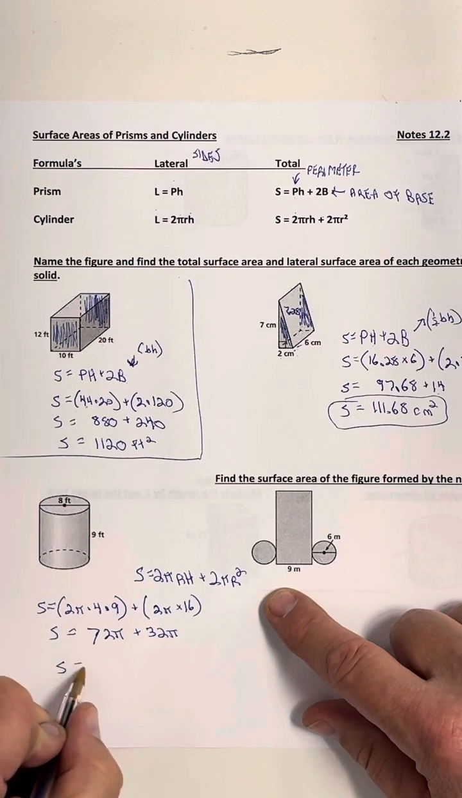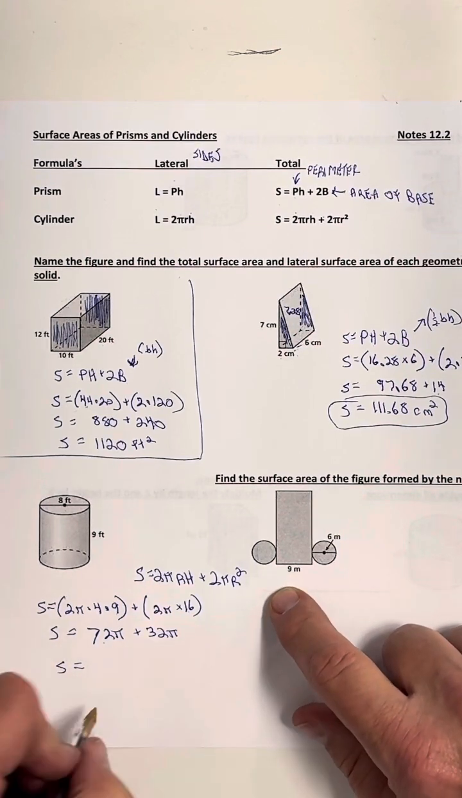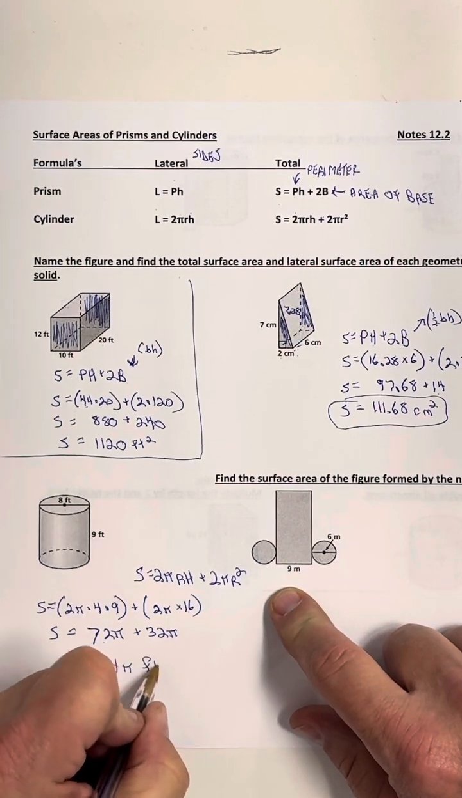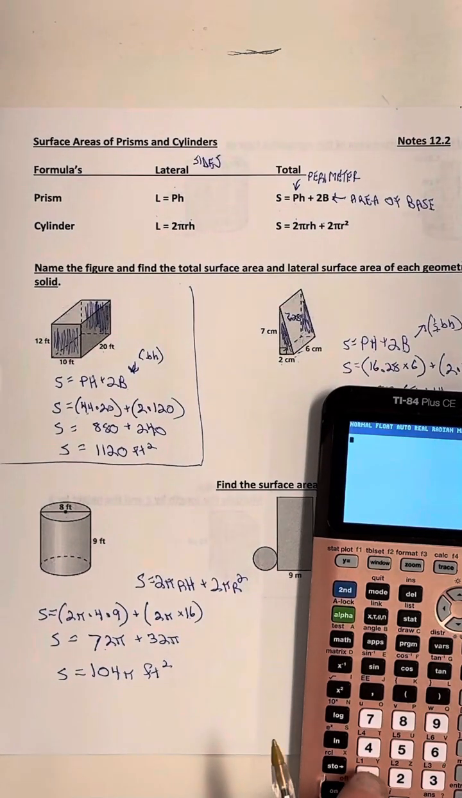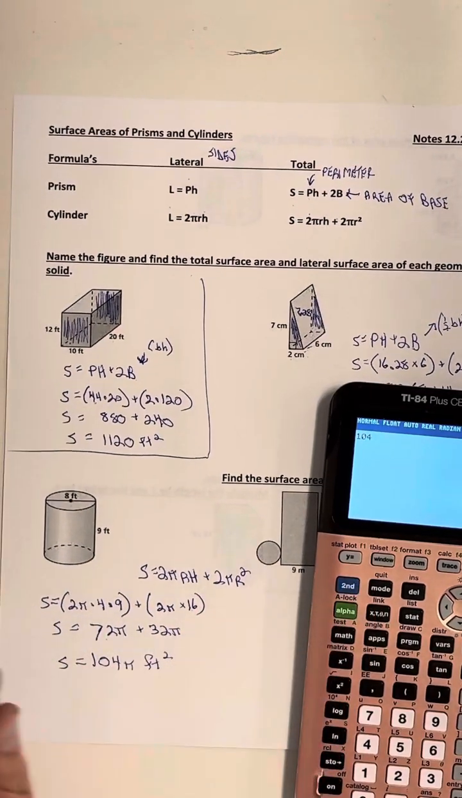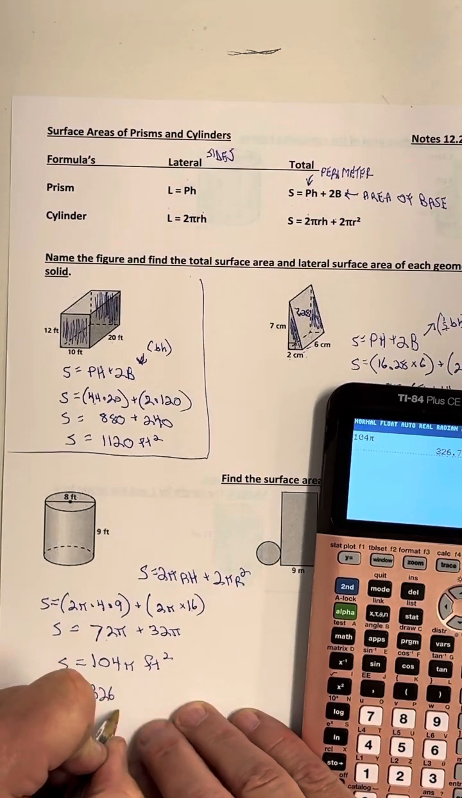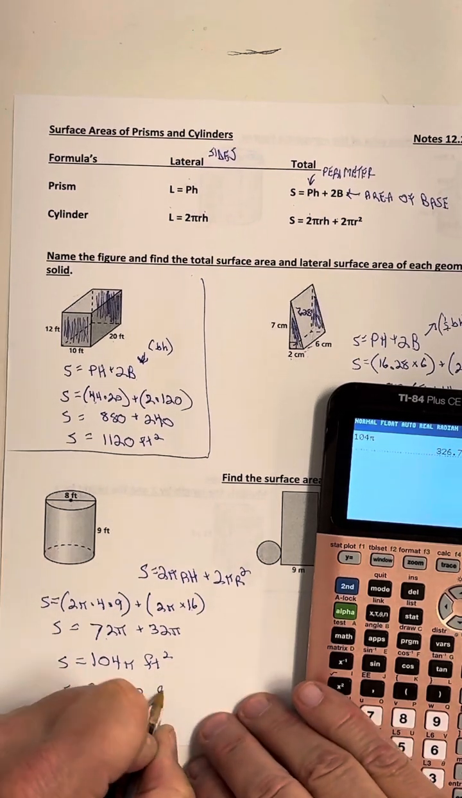So the total surface area is 72 plus 32, which is 104 pi feet squared. Now, if I ask you for the decimal, which you have to be able to do too, you just type it in. 104 pi is about 326.73. That's the total surface area.